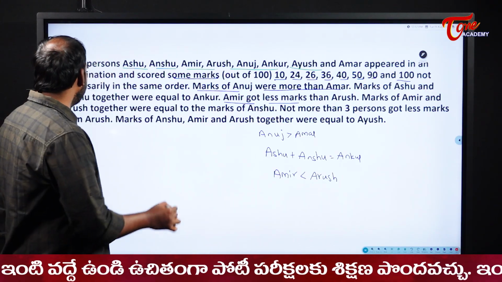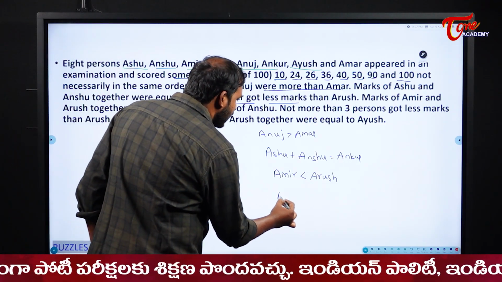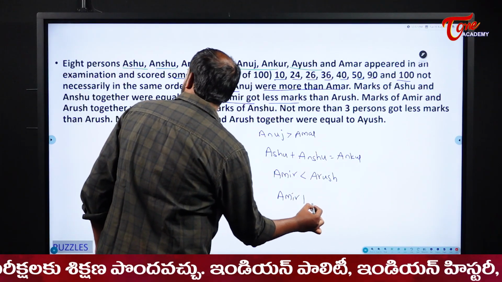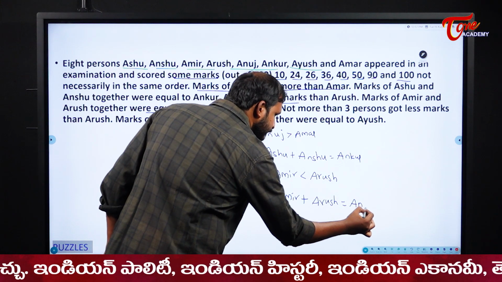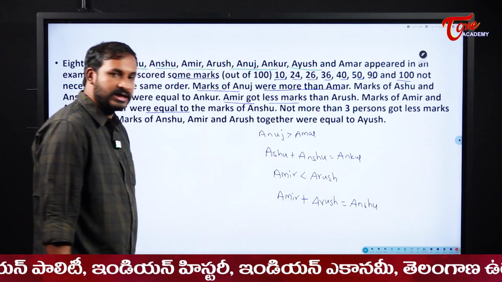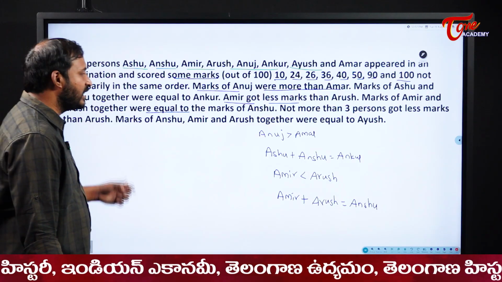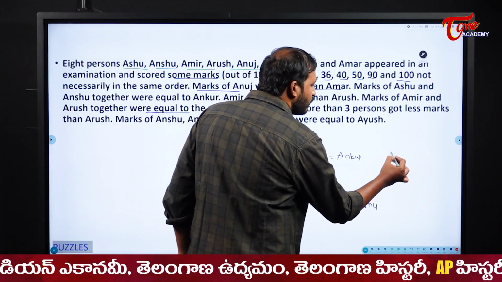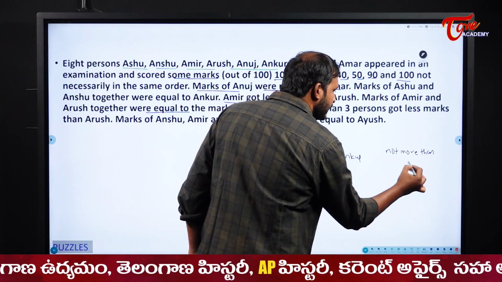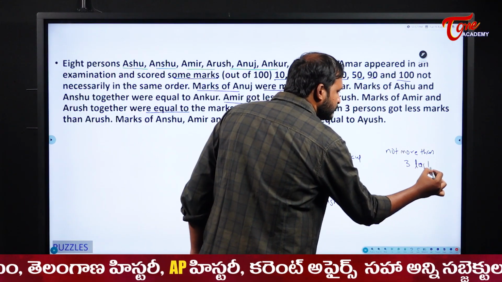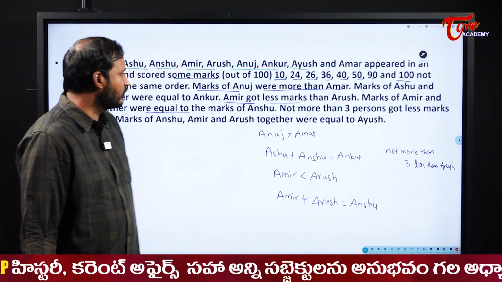Next, marks of Amir and Arush together were equal to the marks of Anshu. Next, not more than 3 persons got less marks than Arush. That means not more than 3 persons are less than Arush. This is one logic for us.